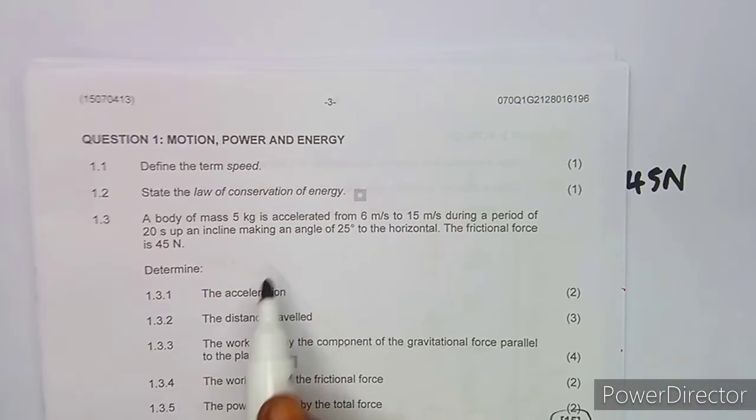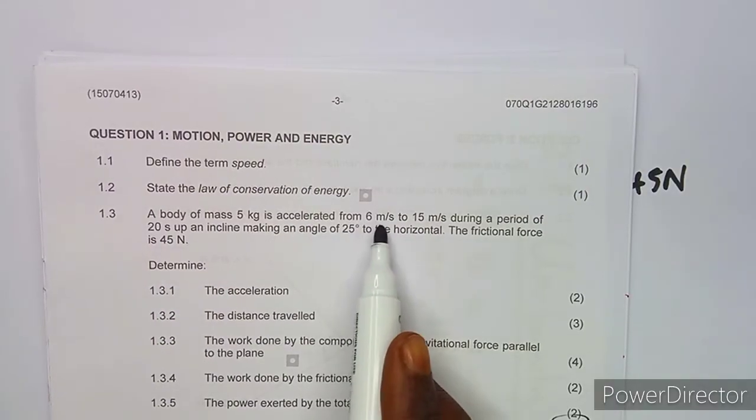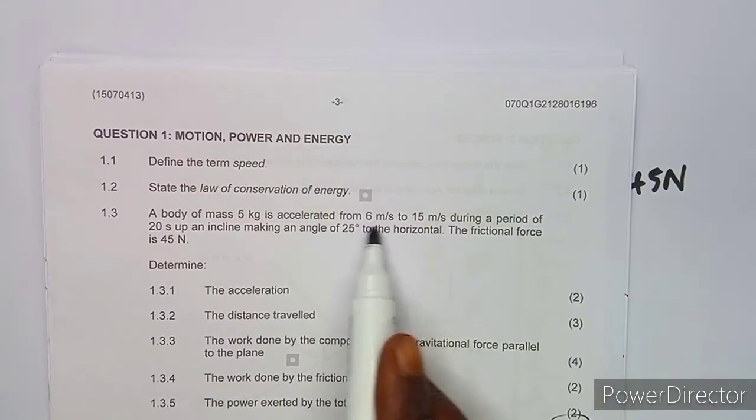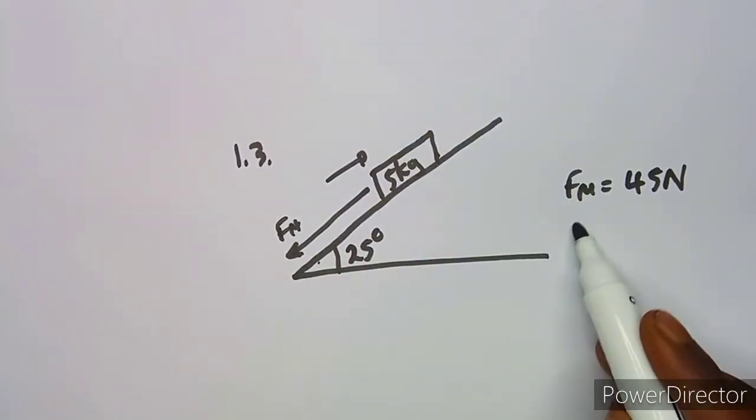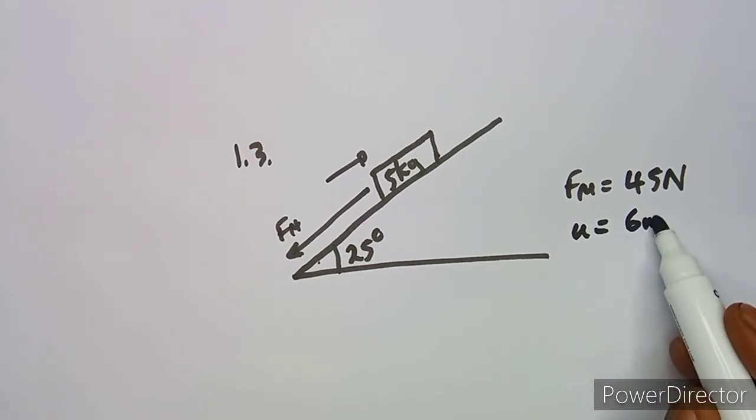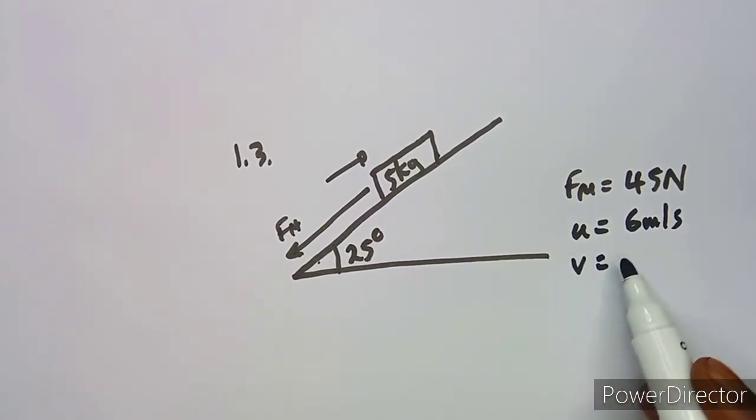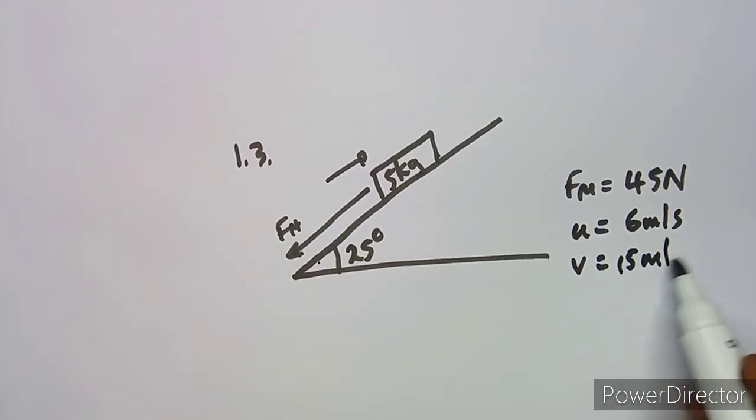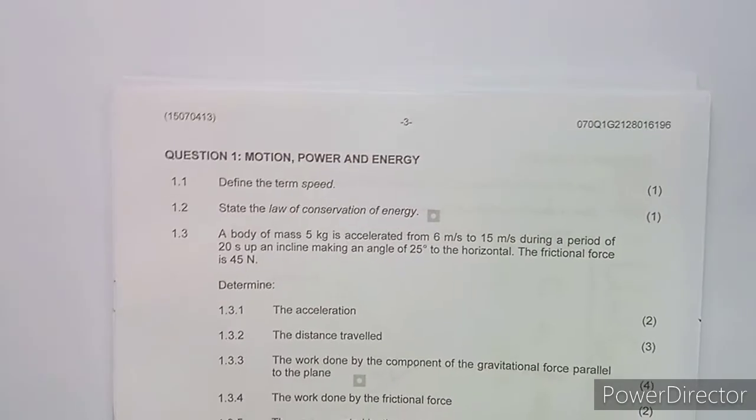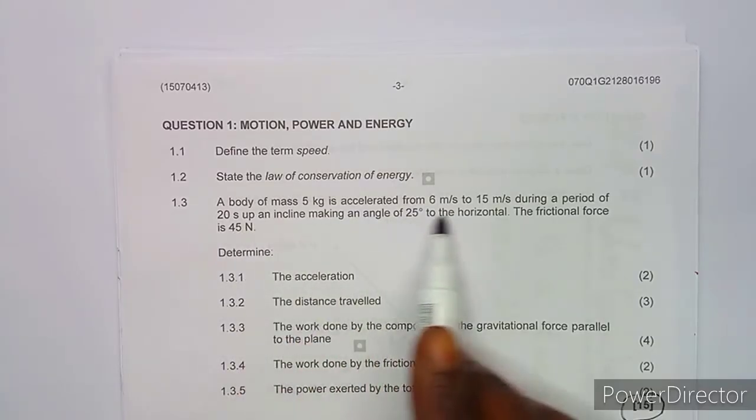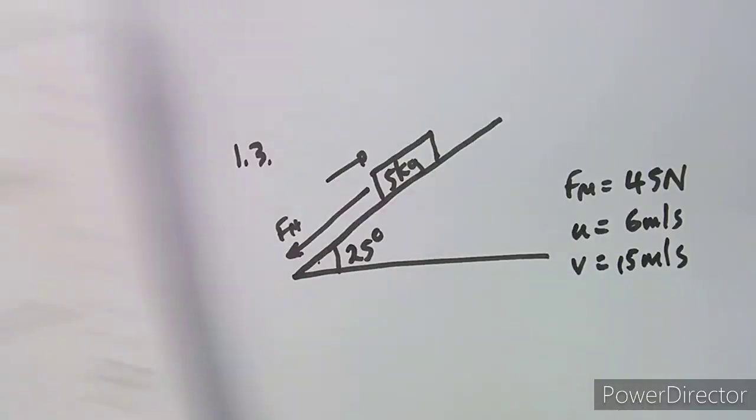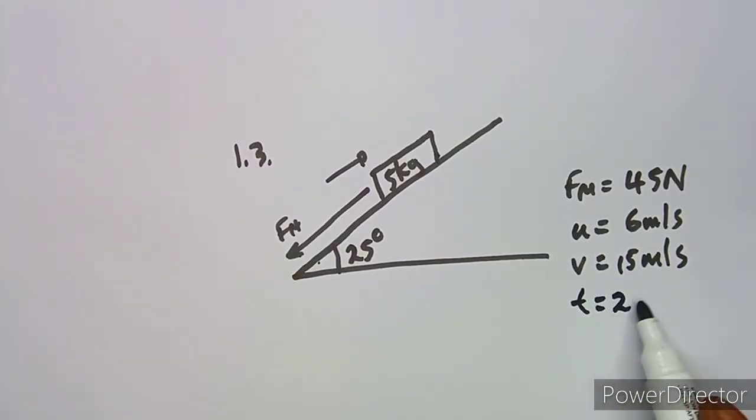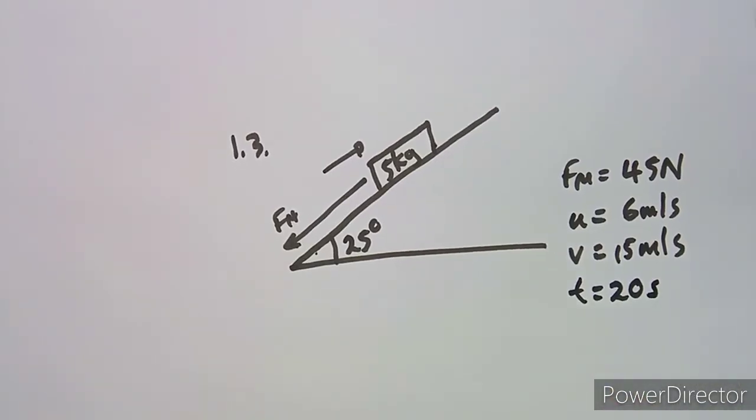All right, what do we have? It was accelerated from 6 meters per second, that is the initial velocity, to 15 meters per second, the final velocity. During a period of 20 seconds, so we've got the time there. The time that took place is 20 seconds. I think that's the information that we have there.